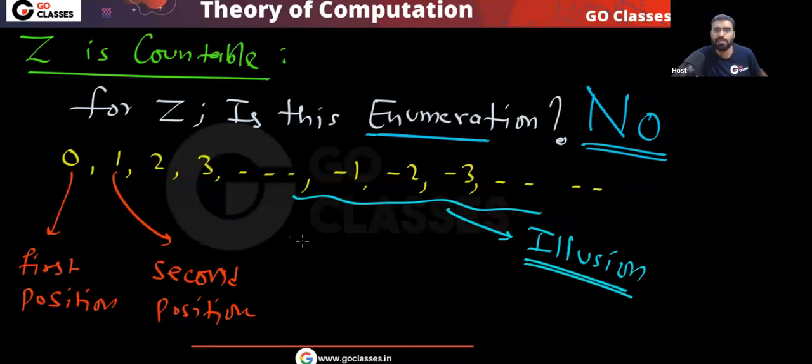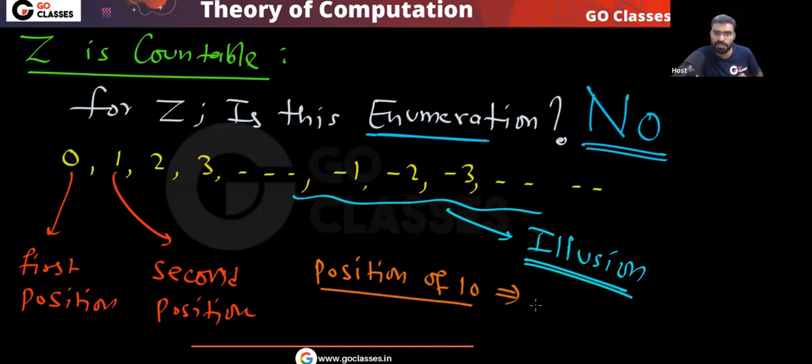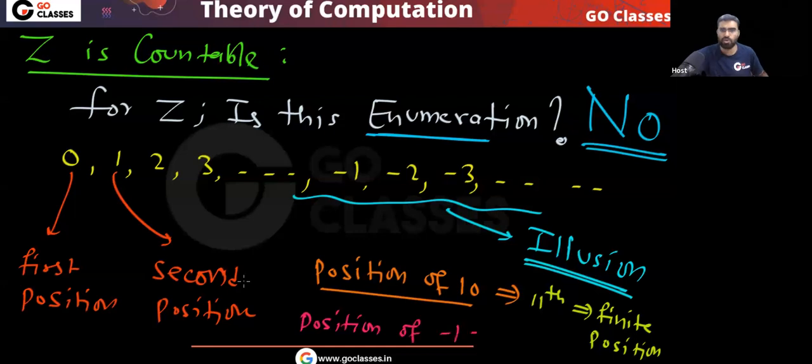Tell me, what is the position of 10? The position of 10 is 11th. Okay, that is a finite position, right? Agree? Now tell me the position of -1. Anyone want to give me the position of -1?